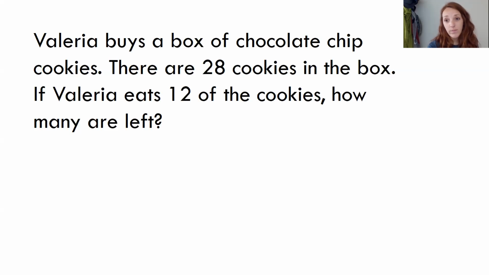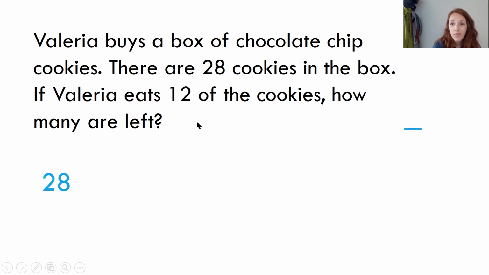We are taking away. And what is the symbol for taking away? It's a minus sign. It means subtract. We're going to be subtracting. So how many cookies, I already put it up here, how many cookies did Valeria start out with? 28. There were 28 cookies in the box. But then she ate how many?